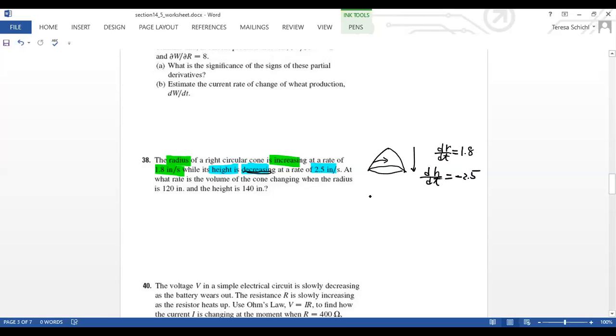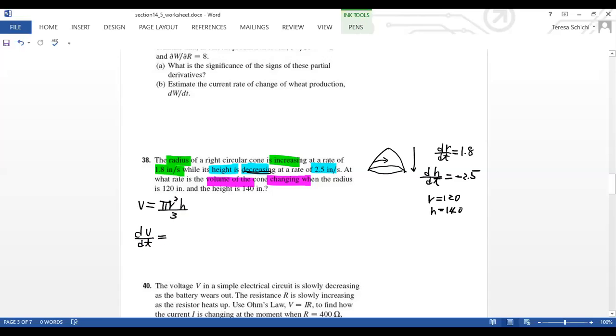And we want to know the rate of the volume change when the radius is 120 and the height is 140. So what do we want to find here? We want to find the volume change, right? Okay, let's write it out. The first thing: volume for the cone is pi r squared times h divided by 3, right? I want to find the volume change over time, so dV/dt.